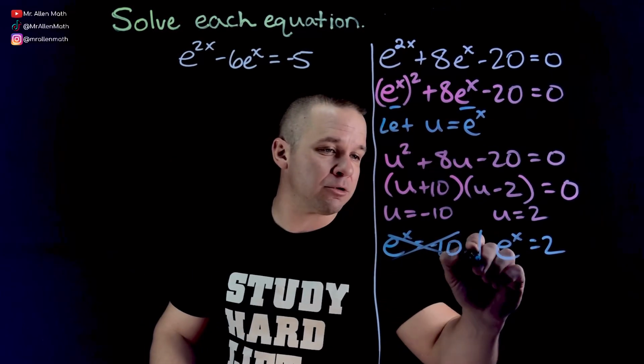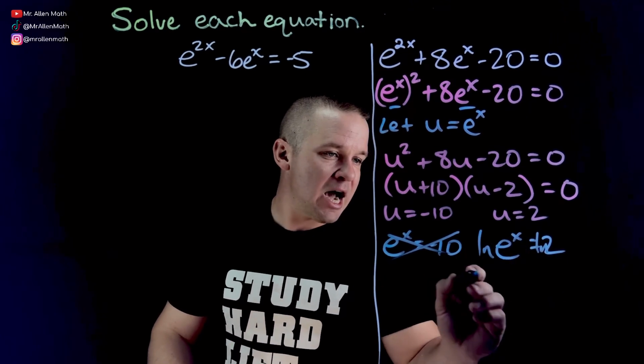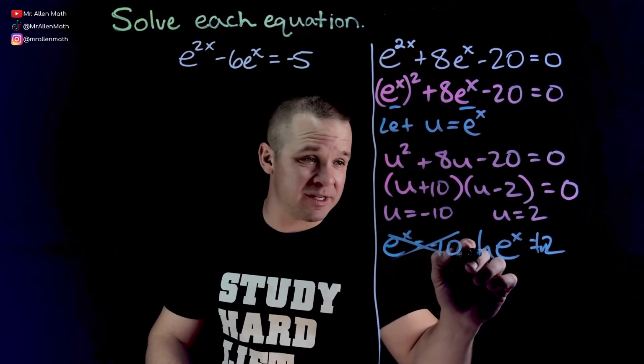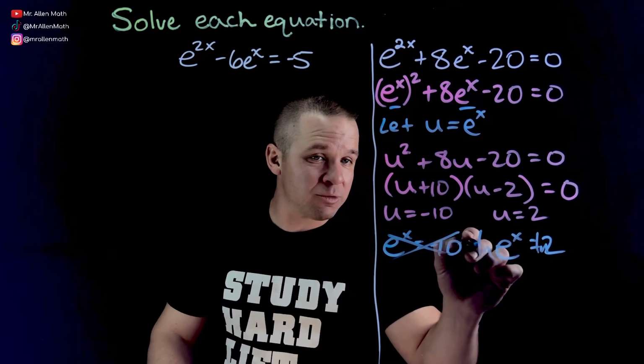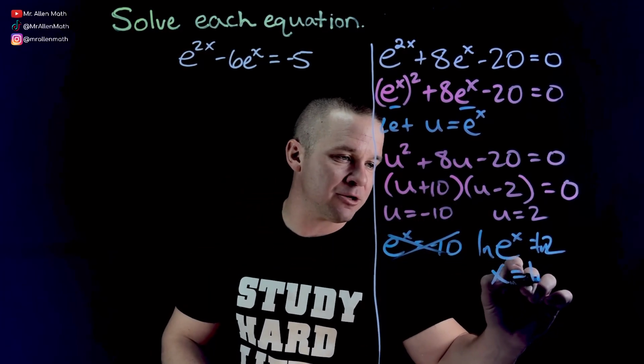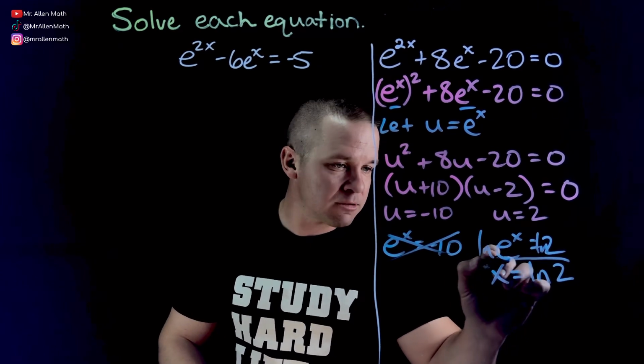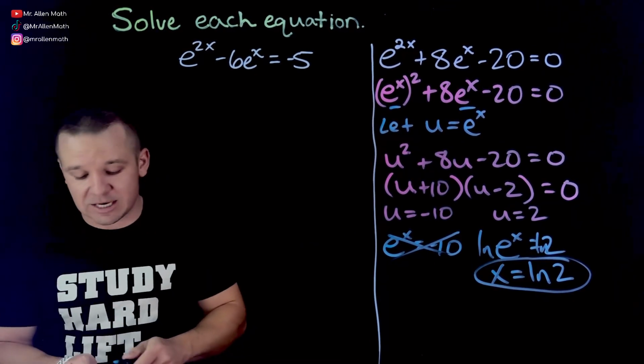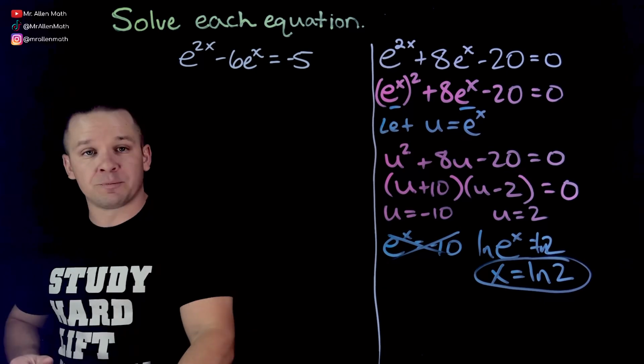I'm going to use natural logs on both sides. These two undo each other. This is log base e of e, and that x would come out front. A whole bunch of fun algebra. I'd have x equals natural log of 2. So this right here is absolutely acceptable on a free response or multiple choice.